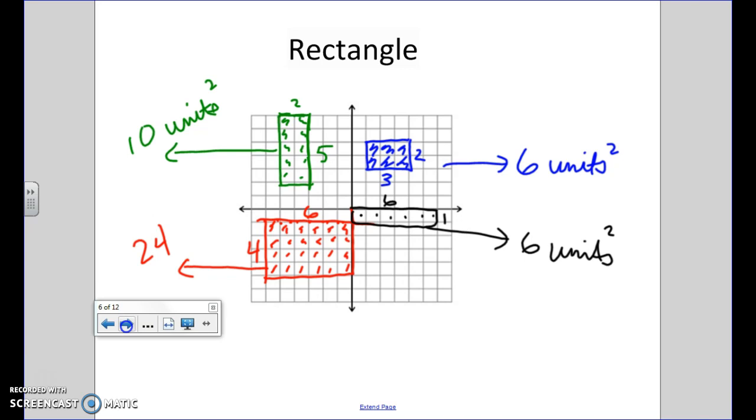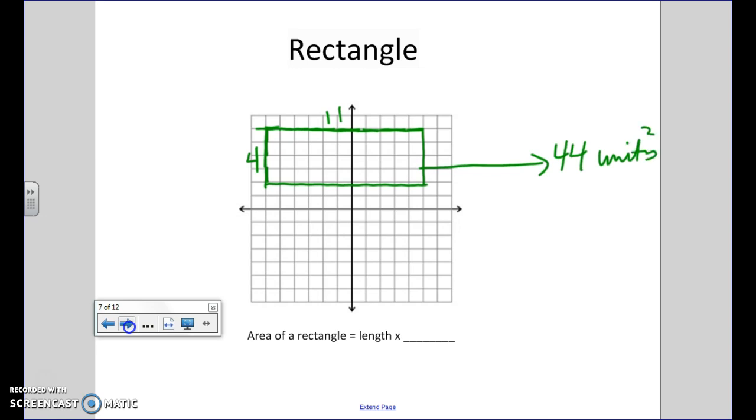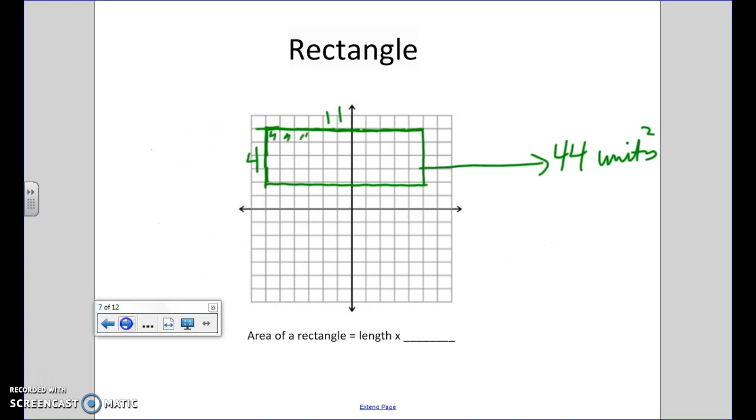So what I would say is that I'm developing another pattern. I'm going to predict that if I had a big rectangle here that was 4 on the width, and 11 on the length, there are 44 square units in there. And I know this because I'm following a pattern. 2 times 5 is 10. 2 times 3 is 6. 6 times 4 is 24 square units, and 6 times 1 is 6. And so I'm just going to follow the pattern because after all it would take me a long time to count all the way up to 44.